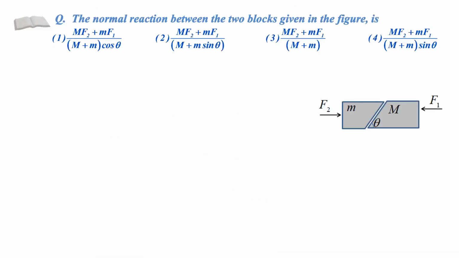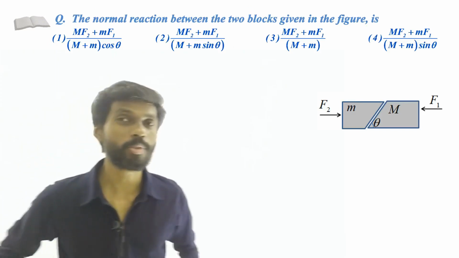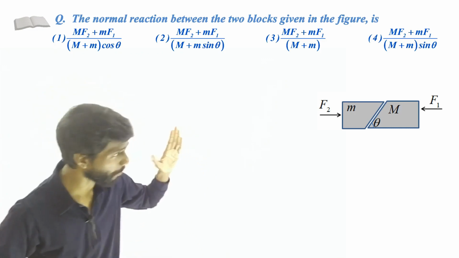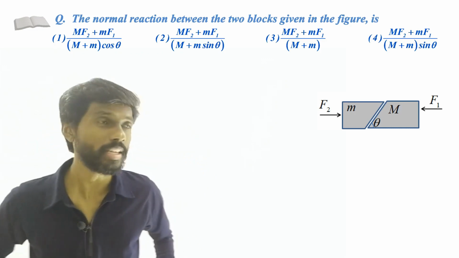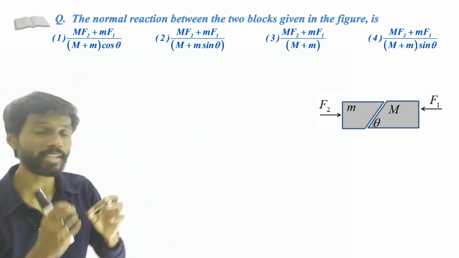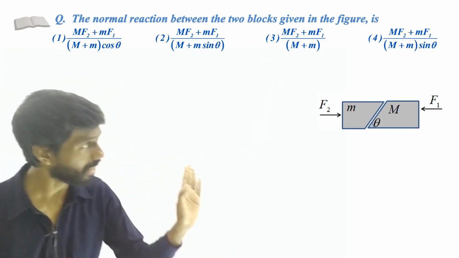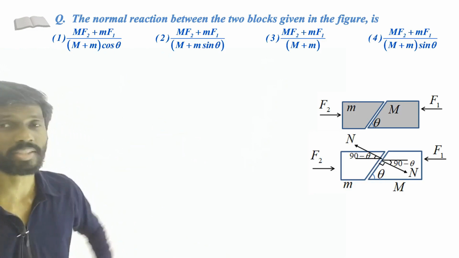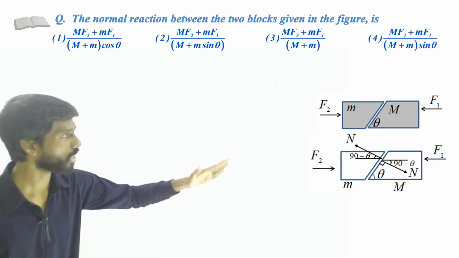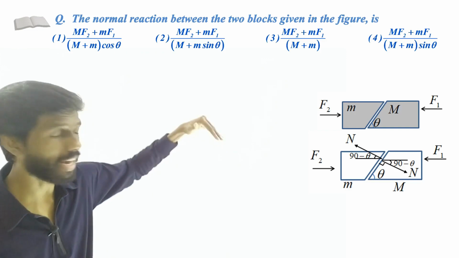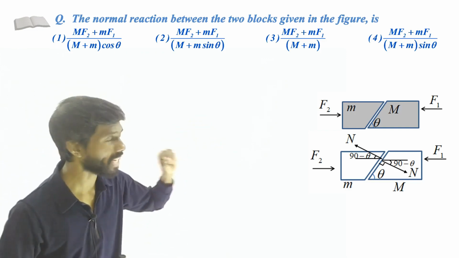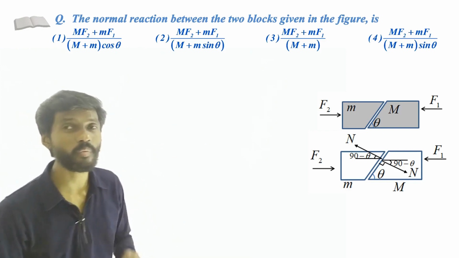The normal reaction between the two blocks given in the figure is. Here also we have two blocks, but their contact surface is not horizontal or vertical. So that makes some angle theta with the horizontal, right? That means the normal reaction between the two blocks is in the direction perpendicular to the surface. So that makes an angle, say 90 minus theta, because this angle is theta, an alternate angle theta. So the normal force between the blocks makes an angle 90 minus theta with the horizontal.